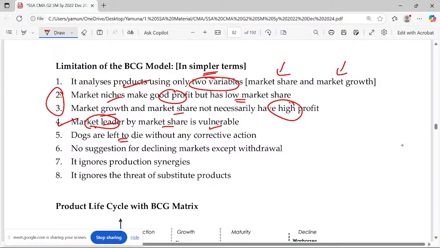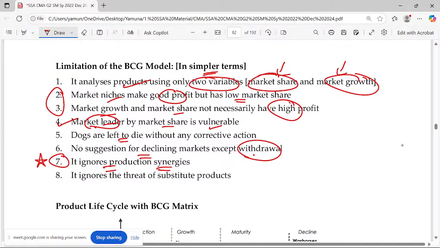Why do we need to spend money? Because it's a question mark. And again, if it leaves, there is a problem. There is no suggestion for declining markets except withdrawal. So what do you do? You go and withdraw, close it. It ignores production strategy. Yeah, beautiful point. As a cost accountant, you might be applying it. The BCG matrix is not considering production strategies, so it's not talking about the synergy effect on production. It's talking only about two things. What are those? Share and growth.